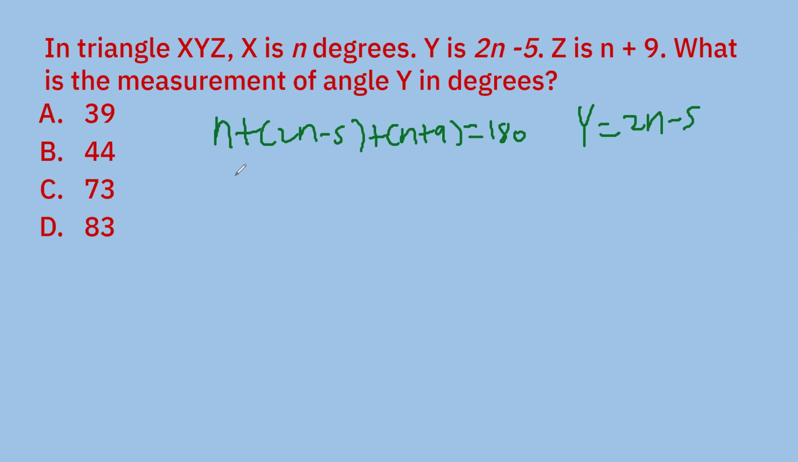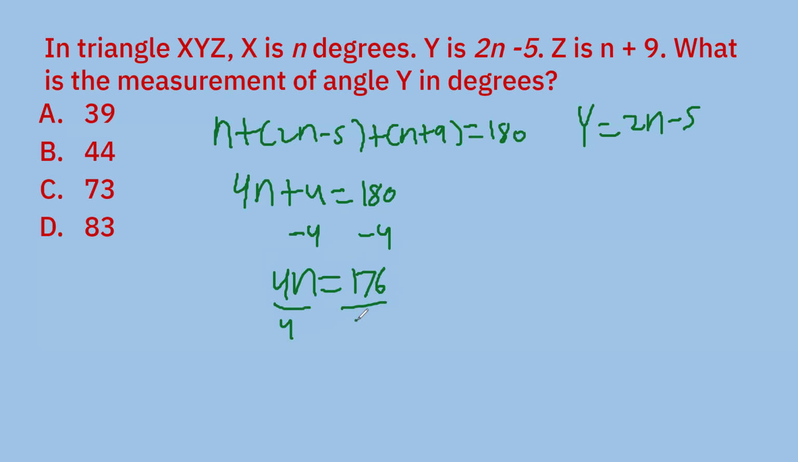Now, when we add up the n's, we're going to get 4n, and we add up the 5 and the 9, we're going to get plus 4 equals 180. And now you're going to subtract 4, and you get 4n equals 176. Now you divide by 4, you get n equals 44. If you did that in calculator, that's fine. If you can do it in your head, that's bonus points, right? You'll save time and it'll be nice.